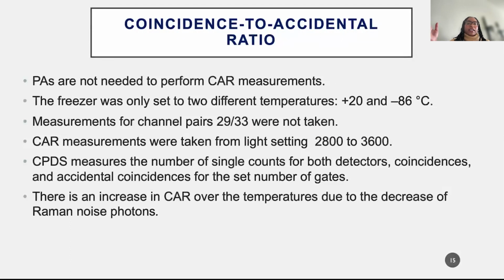Again, to characterize the type of photons produced in the system, in order to find optimal settings, we can use another method known as coincidence to accidental ratio, also known as CAR, so I'll refer to it as CAR. The CAR measurements don't determine the quantum state of the system, but they provide information about the relative number of entangled photons to noise photons output by the source. To find CAR, we take the measured coincidences divided by the accidental coincidences of the two detectors.